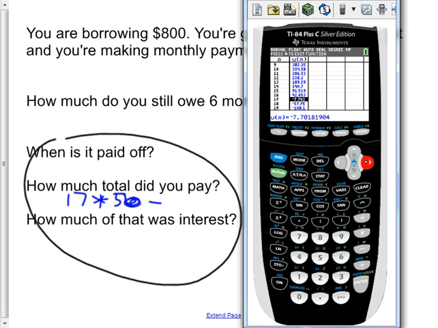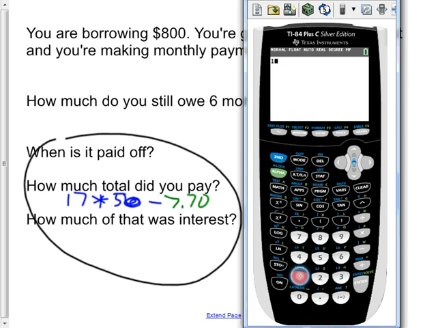And you're going to go over here. $7.70 is what they owe you back, minus 7.70. And if I go 17 times 50 minus the 770, I know my calculator will do my multiply before I add. And there we go, 842.30. But wait a minute, I thought I only borrowed 800 bucks.